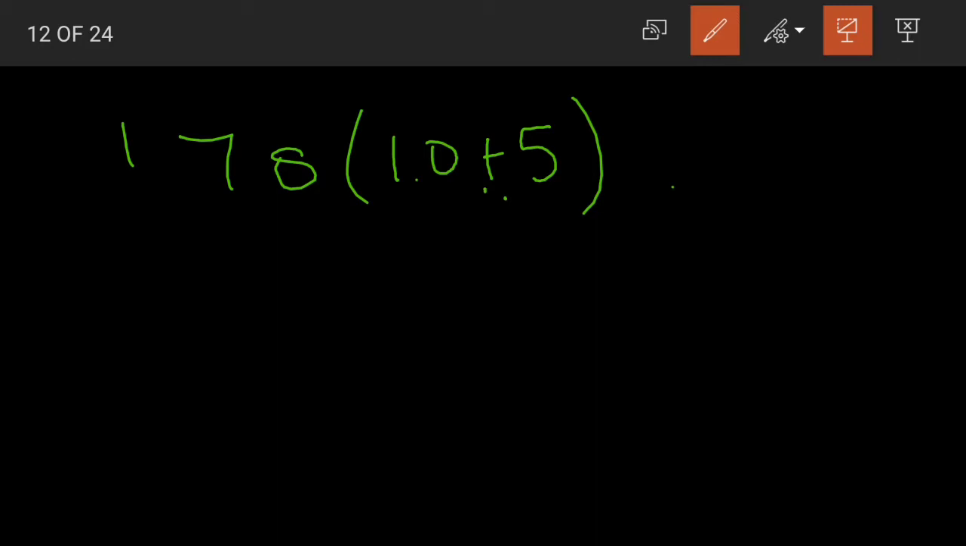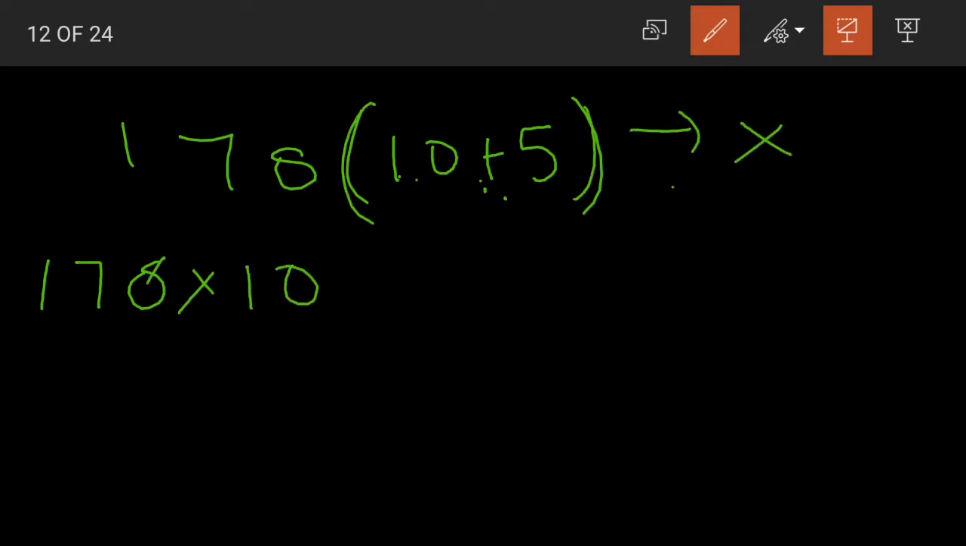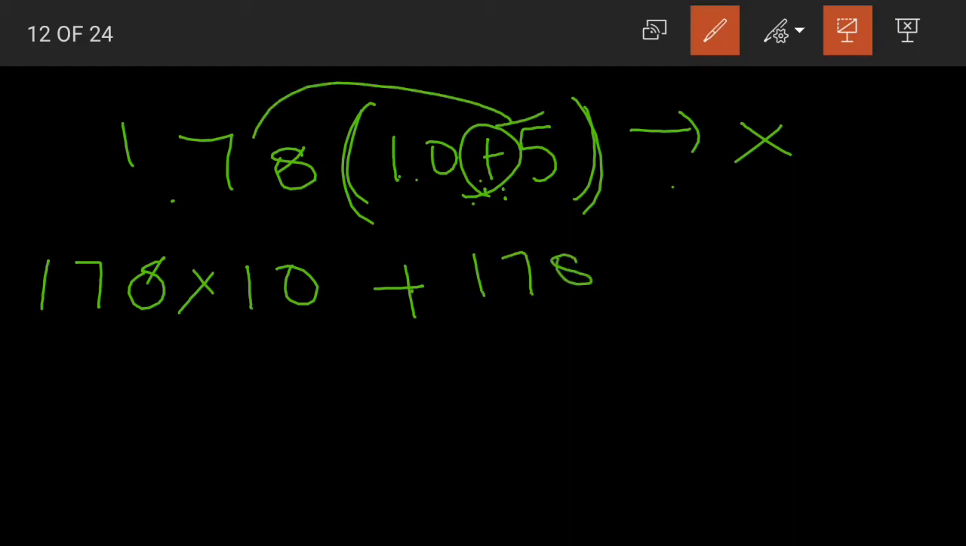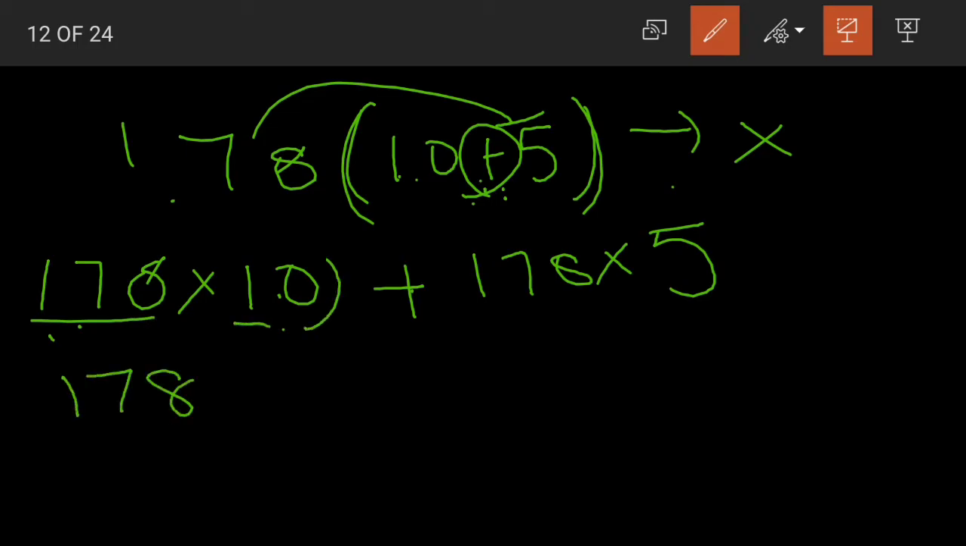Yes children, if you remember the distributive property, now 178 is to be multiplied with 10. What do these brackets mean? These brackets mean multiplication. So 178 should be multiplied by 10. Then we have plus here. Again 178 to be multiplied by 5. Now we all know how to multiply a number with 10. See, 178 ones are 178. Simply place a 0: 1780.